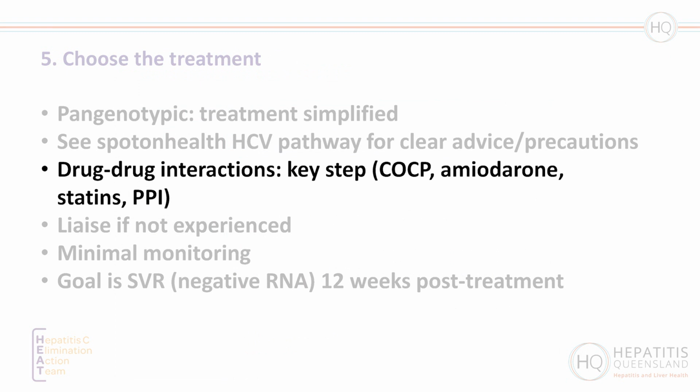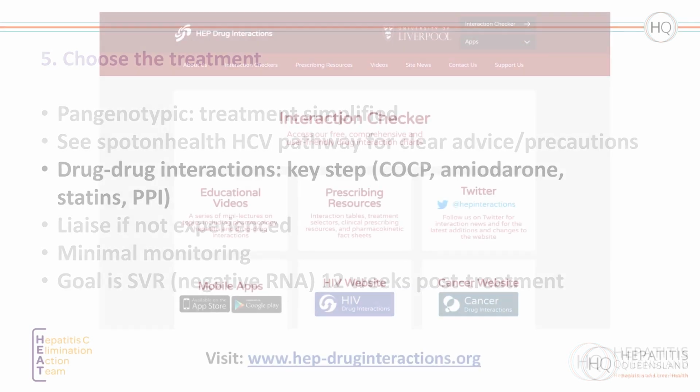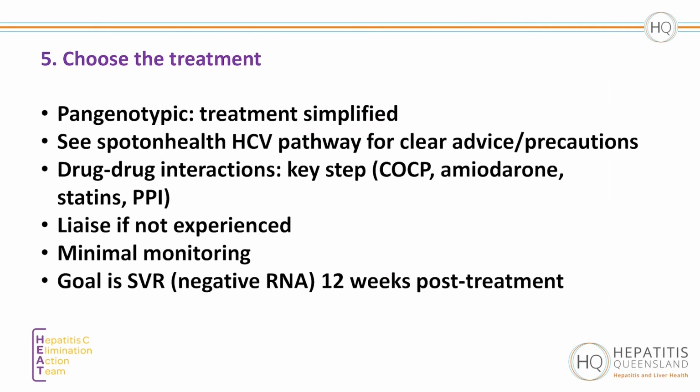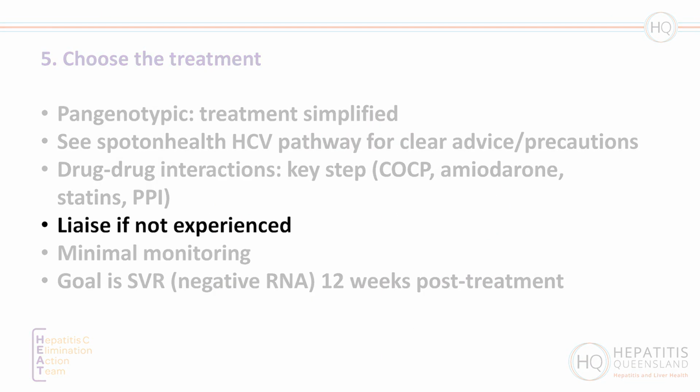Drug-drug interactions are a key step that you have to go through before commencing treatment. I've listed a couple of key medications which can interfere with the direct-acting antivirals. They include the combined oral contraceptive pill, amiodarone, statins, and proton pump inhibitors, which are relatively common medications, and they may result in choosing a specific drug regimen or looking at when the patient takes their other medications in relation to the HCV medication. If you're not experienced in treating HCV, then you should liaise at least for the first few cases until you get your bearings.